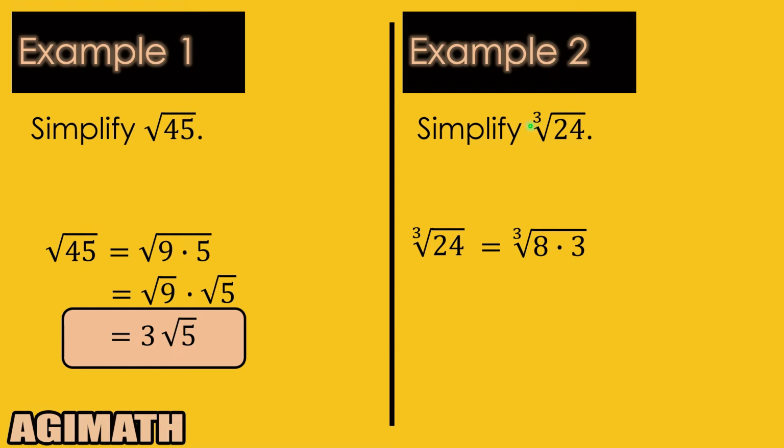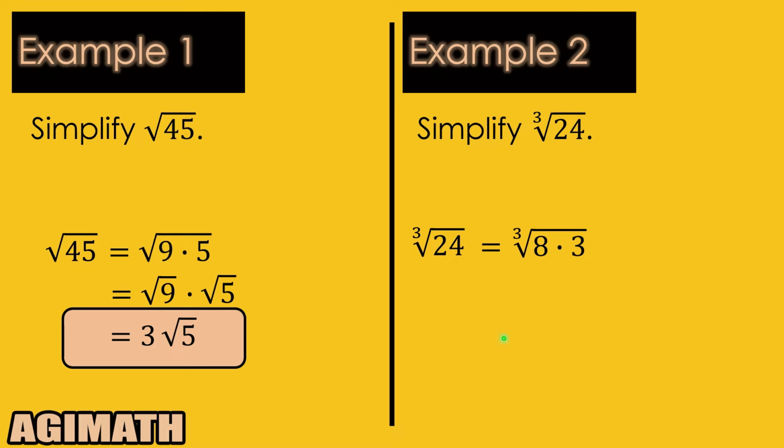This time, it should be a perfect cube because our index is 3. Now, you need to memorize the perfect cubes to make it easier. Now, I just factored 24 into 8 times 3 because 8 is a perfect cube. Why? Because 2 times 2 times 2 is equal to 8. Meaning, 8 is a perfect cube.